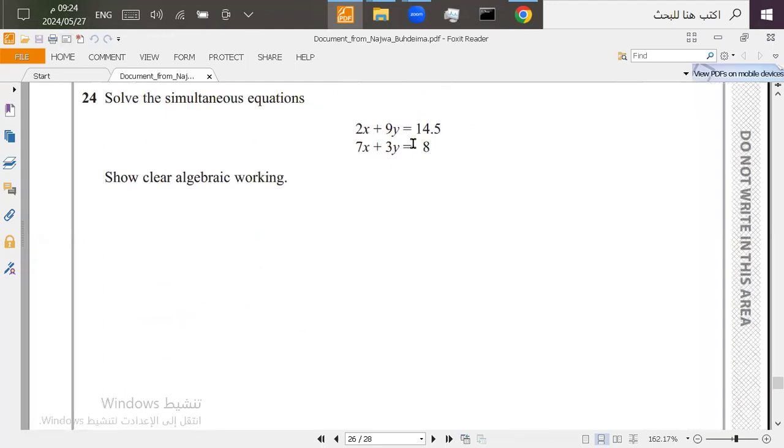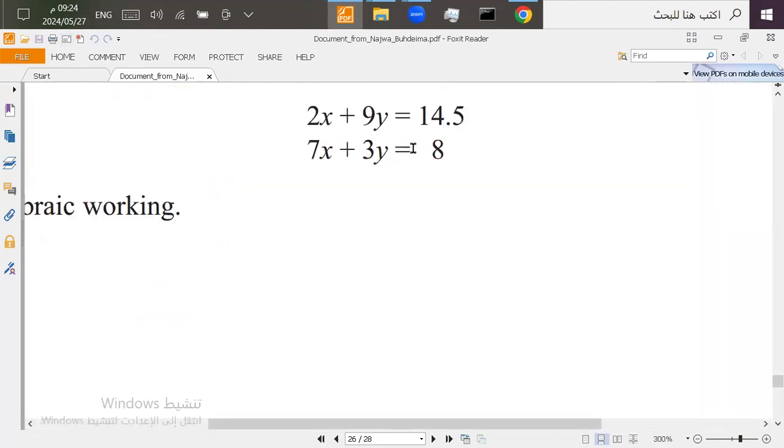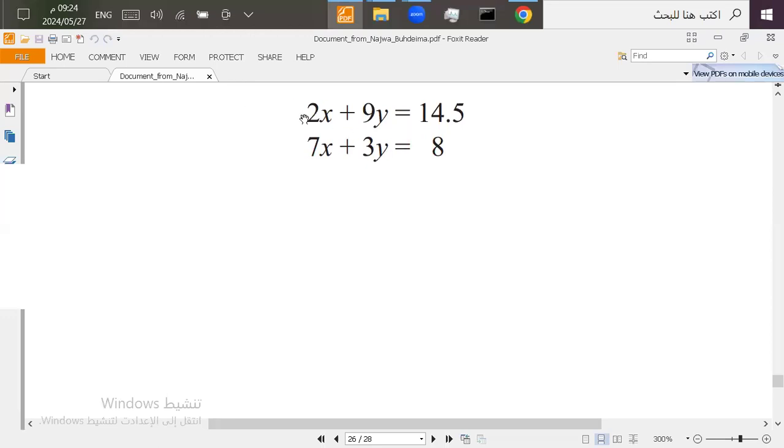Let's zoom in. Yes, we have to show clear algebraic work, of course. Let's cover this. Now, in the simultaneous equations here, we'll notice that these are the x's. They're not in the same times table. The y's are in the same times table, which is the times table of 3.